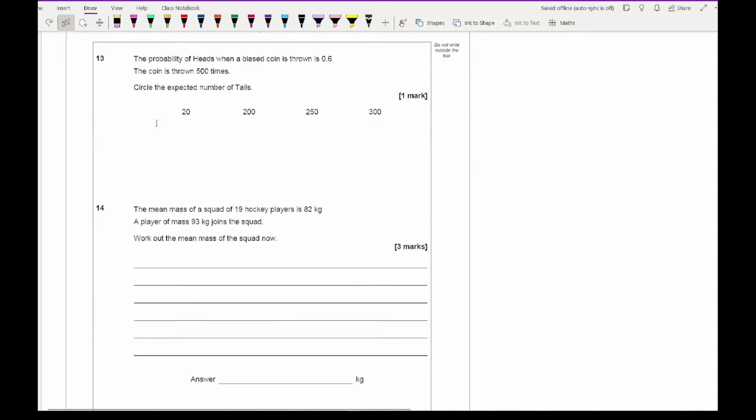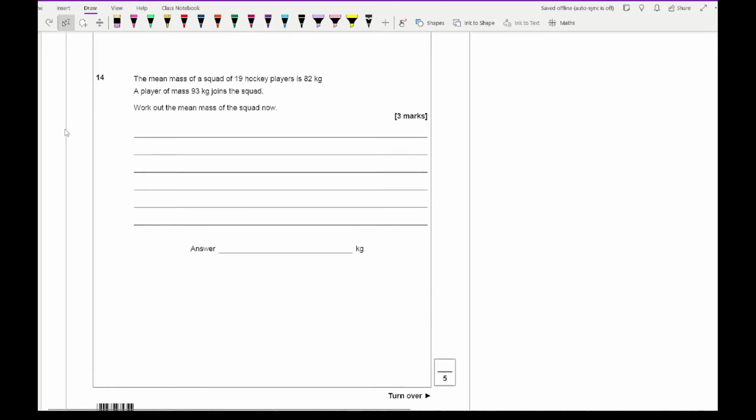Moving on to question 13, it says the probability of heads when a biased coin is thrown is 0.6. The coin is thrown 500 times. Circle the expected number of tails. It's really important that here we're looking at tails, but the information we're given is heads. So the probability of a tail is going to be 0.4. So I need to do 0.4 times 500, which gives me an answer of 200.